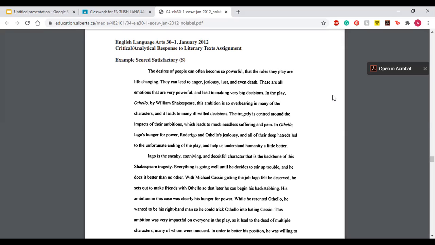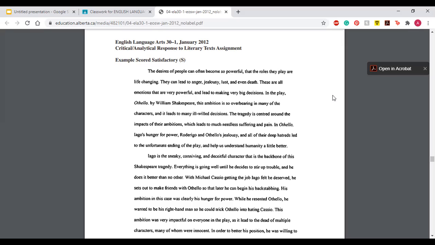And that's a huge problem because when you miss out on a thesis, your mark automatically starts from a 60%, which is really not good. So having a thesis is very important because it basically outlines your whole essay and it tells the marker what you're going to be talking about in each body paragraph.